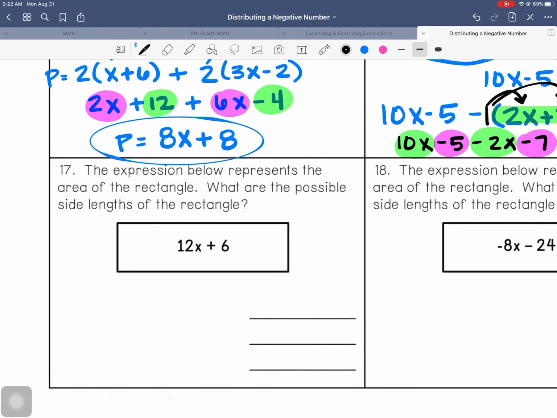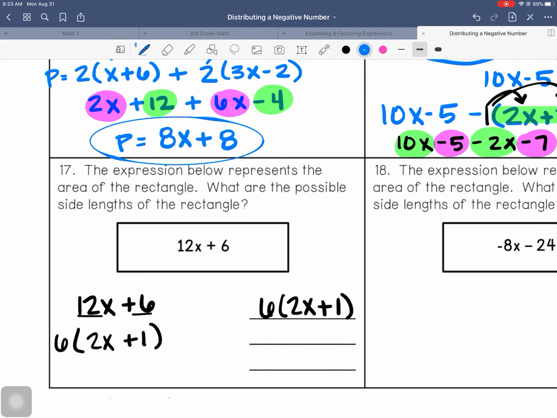The expression below represents the area of a rectangle. What are the possible side lengths of the rectangle? In our last lesson, we talked about factoring. So if I'm looking at 12x plus 6, one common factor I find could be 6. If I divide both terms by 6, I would be left with 2x plus 1. So one example could be 6 times 2x plus 1.